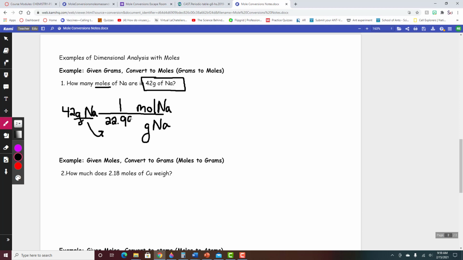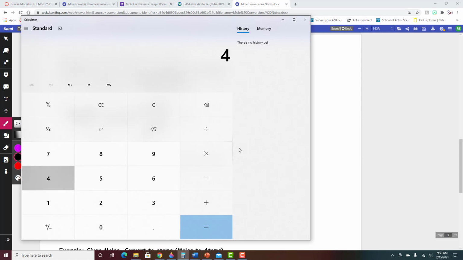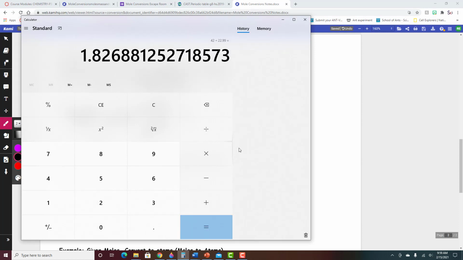Now that that's filled out, I can go ahead and solve. So when you are dividing by dimensional analysis, the front unit will cancel the bottom unit, and this will go away, leaving me with just moles, which is what I want. I take my calculator, I put in 42, and I divide that by 22.99, and that gives me this number here. And again, you can round to wherever you want. There are rules about rounding. That's called sig figs, but we're not going to do that right now. So round wherever you want, as long as you round correctly.